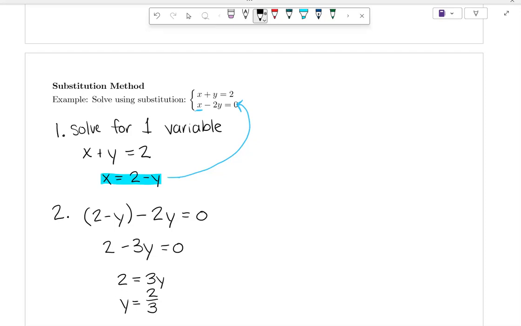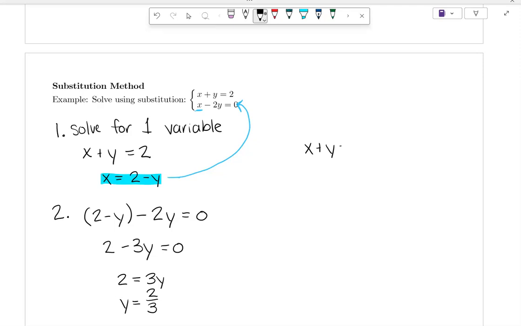Do you guys have any idea what back substitute might mean? Like, how do you think we're going to find for x, or solve for x? You put the y in for the top equation. Yep, so you just plug y back in. Back substitute. So we'll do it in this equation that we already had.